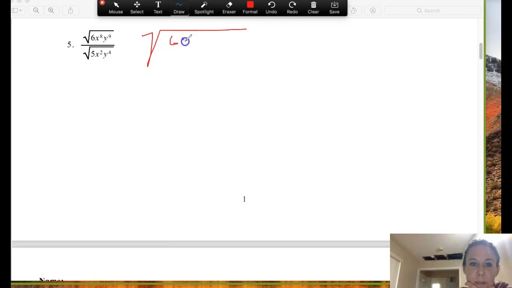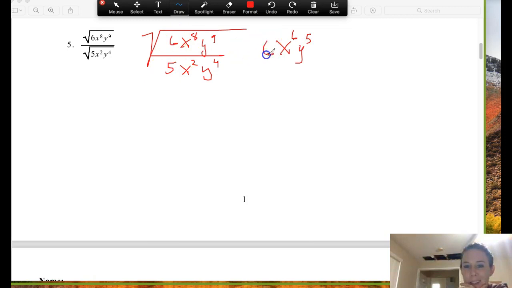The square root of 6 x to the 8th, y to the 9th, over 5 x squared, y to the 4th. Okay, now 6 and 5 aren't divisible, but x to the 8 and x squared is reducible. Same base, subtract exponents. This is going to be x to the 8 minus 2, which is x to the 6. Same base, subtract exponents. 9 minus 4, and we're going to get y to the 5th. And then 6 divided by 5, that doesn't change. It's just 6 over 5. That's still under the root. And this is what we have simplified.